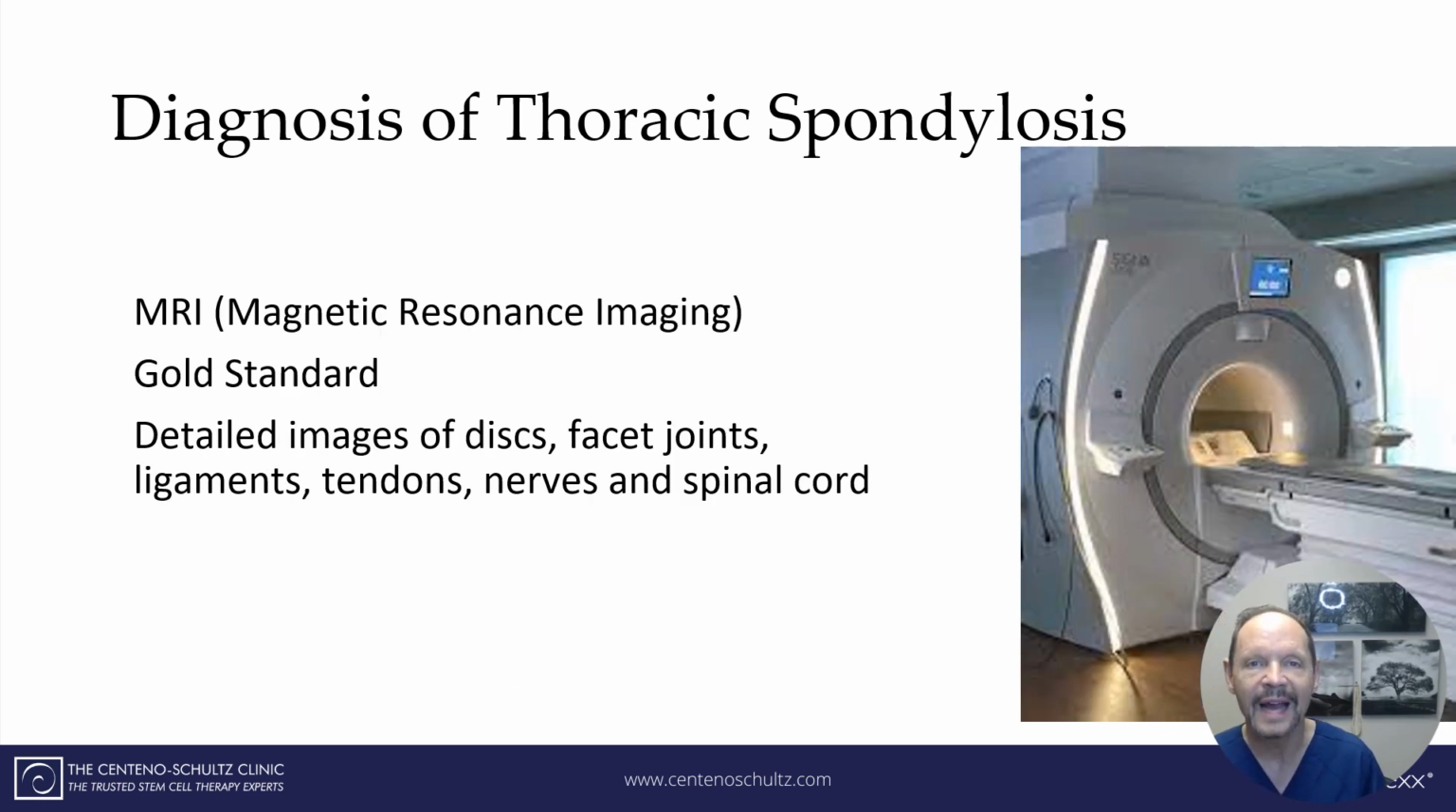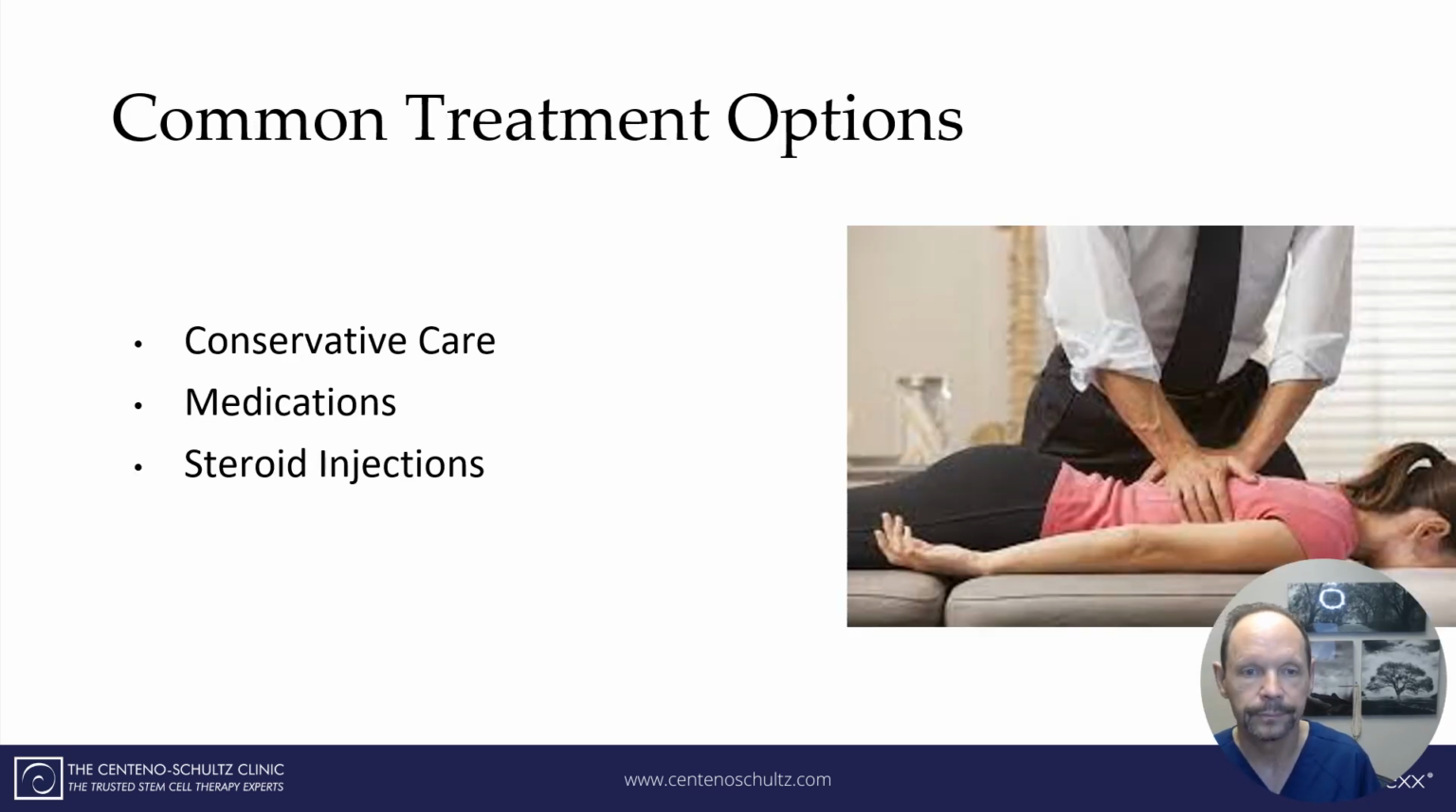So for the diagnosis of thoracic spondylosis, MRI is the gold standard. Why? Because it gives us detailed images of the thoracic discs, the facets, the ligaments, the tendons, the nerves, and whether or not they're being compressed, and the spinal cord.